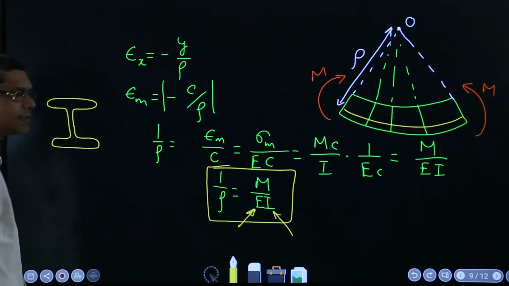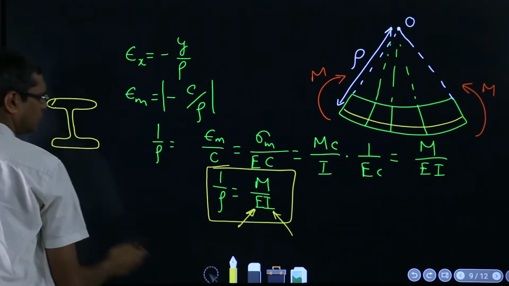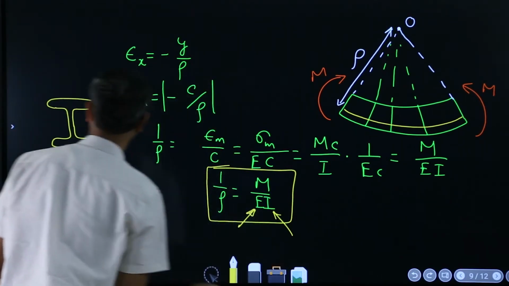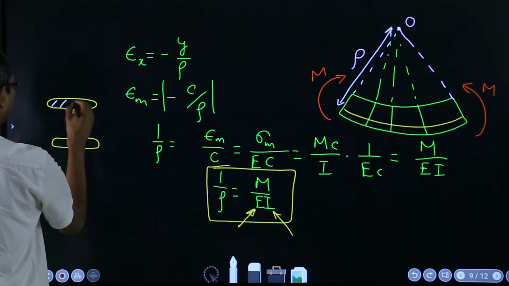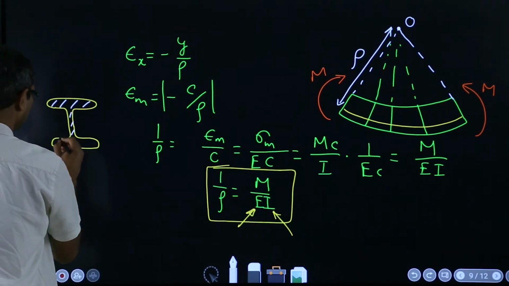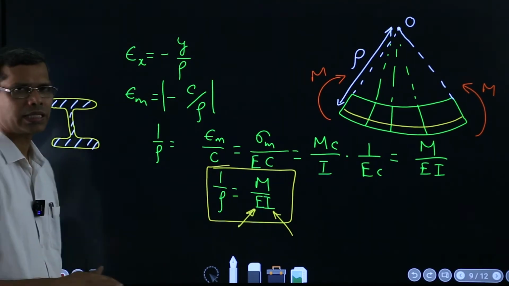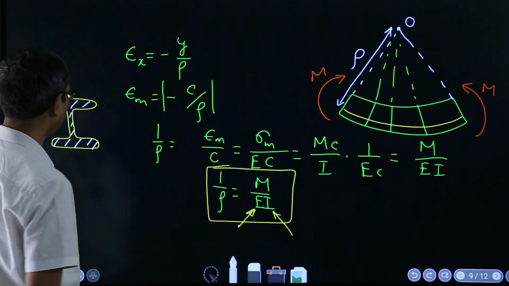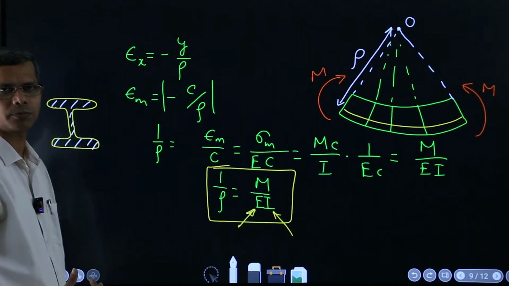So, these are called I sections. Now, if these are the cross sections, why is it preferred over a rectangular one? By distributing the mass in this form, what we have done is we have increased the moment of inertia for the same amount of mass.